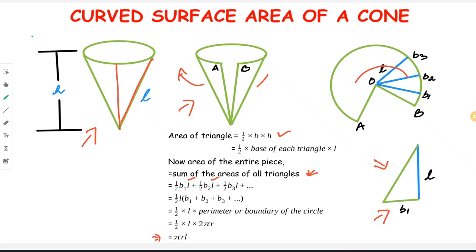Do you notice that all the bases together, once I put it back into a cone, actually form a circle? Which means I have to know the perimeter or the boundary of the circle when I add all these. So in short, I can simply write it as twice pi r. Then I can divide this 2 and 2. What am I left with? Pi r L. That is how I get the curved surface area of any cone.